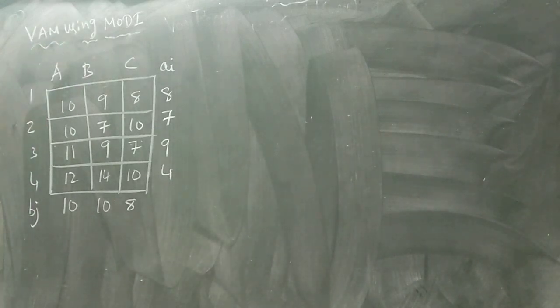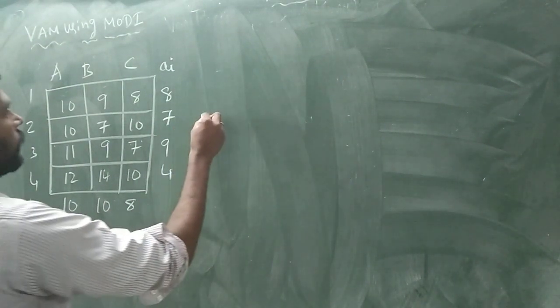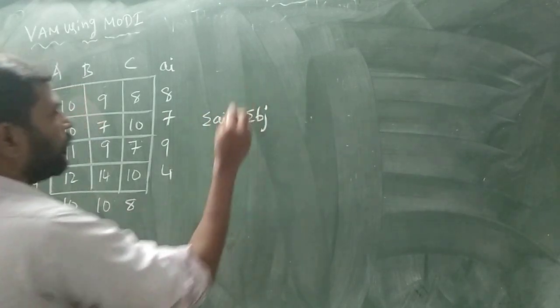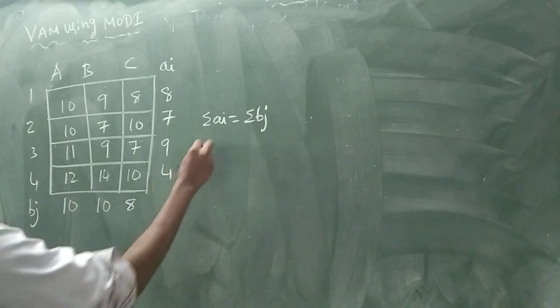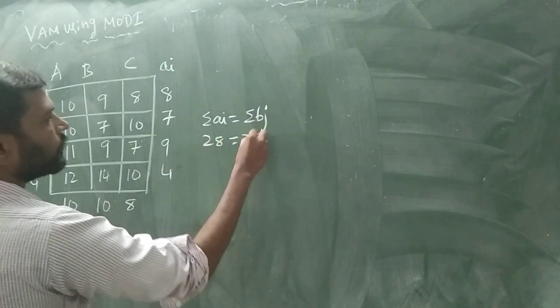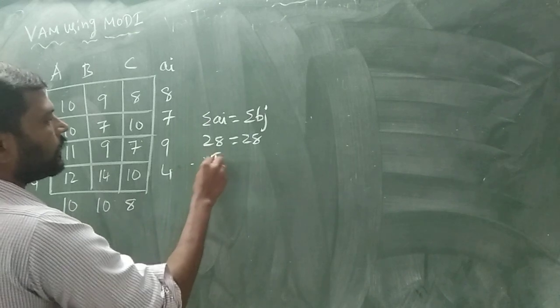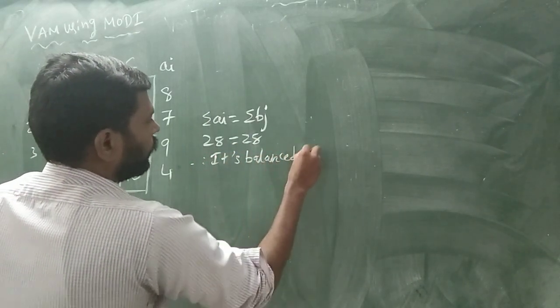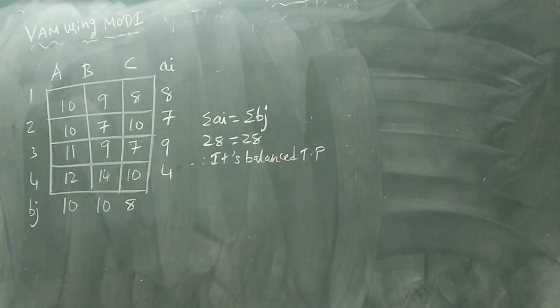Before entering the problem, we have to check whether it is balanced or unbalanced. Summation of A equals summation of Bj. The A total is 28 and the Bj total is also 28. Therefore it is a balanced transportation problem.